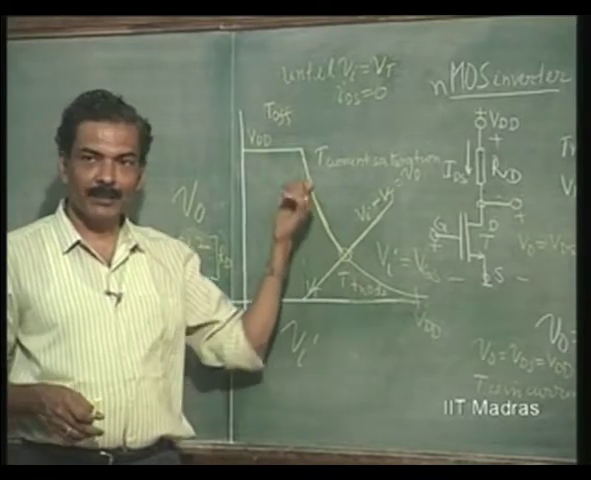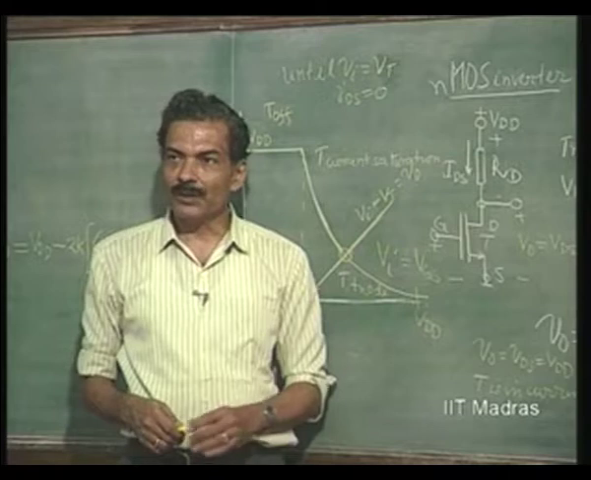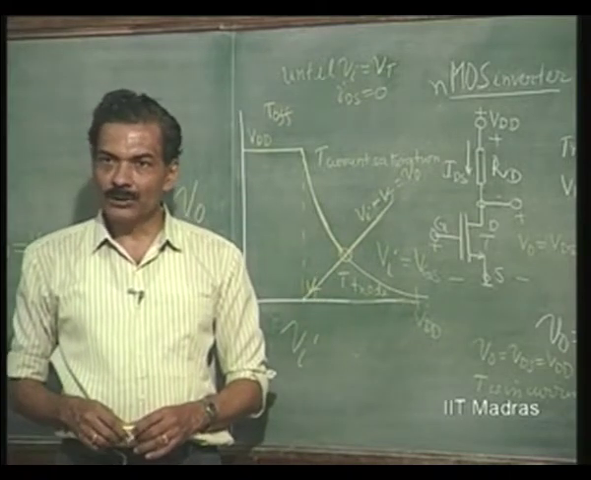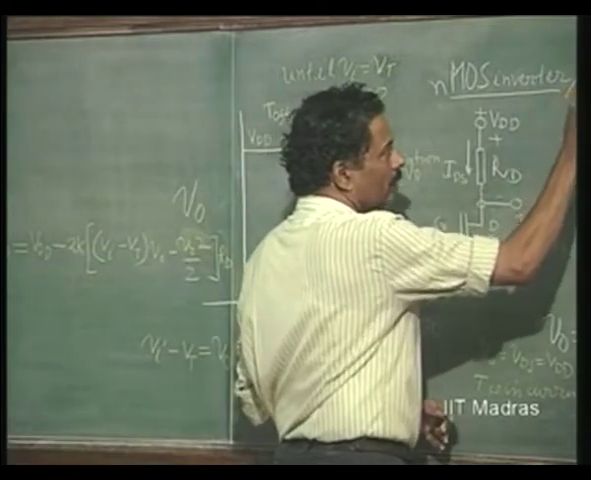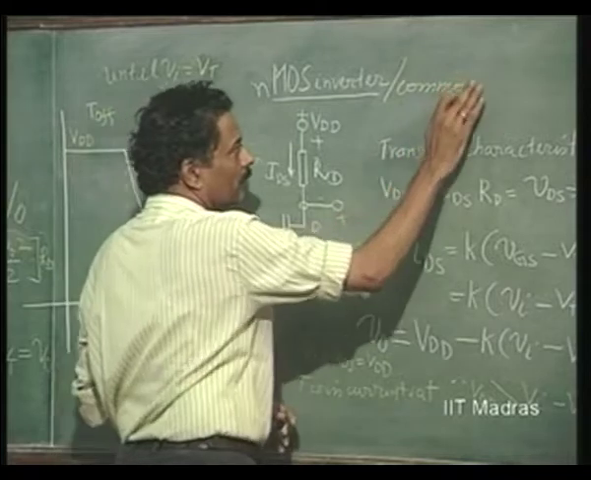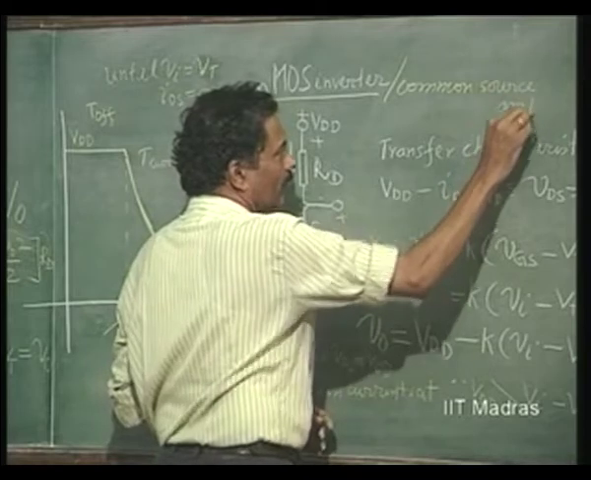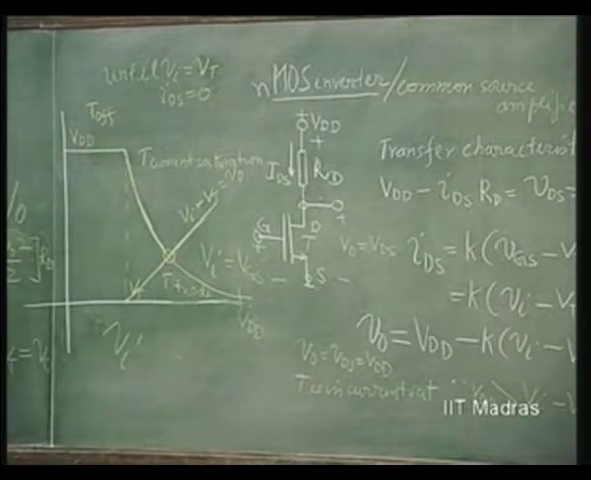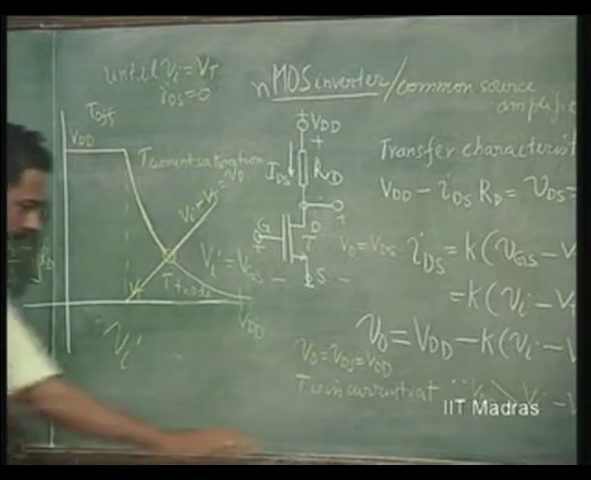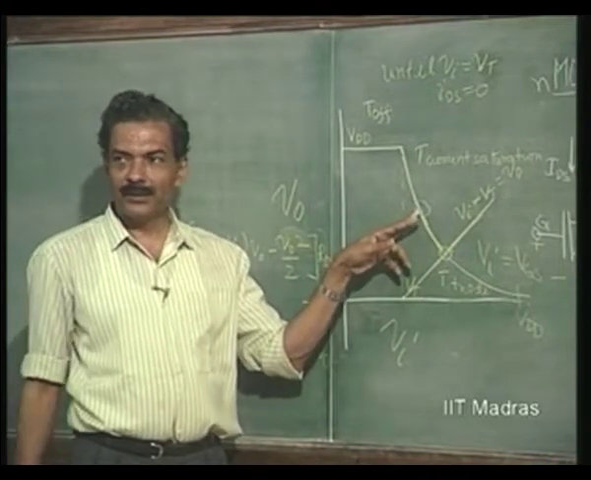region. If you select your operating point anywhere in this region, this is going to be used as what is called a common source amplifier. So, NMOS inverter or common source amplifier. How? We can operate this anywhere in the region, let us say somewhere here. How do I operate it?